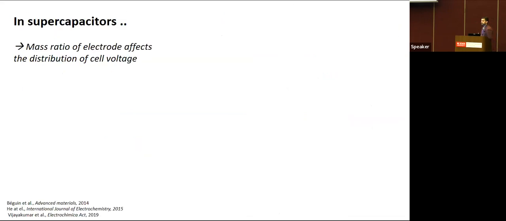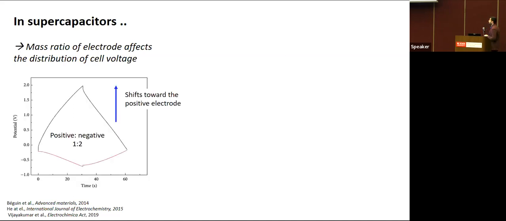Now we will put CDI aside and talk about supercapacitors. So supercapacitors are basically a system for energy storage. So in supercapacitors, it was found that the cell voltage distribution can be controlled by varying the mass ratio of electrodes. So this figure shows the distribution of cell voltage across two electrodes with different masses. So the positive electrode in this case has smaller mass compared to the negative electrode.